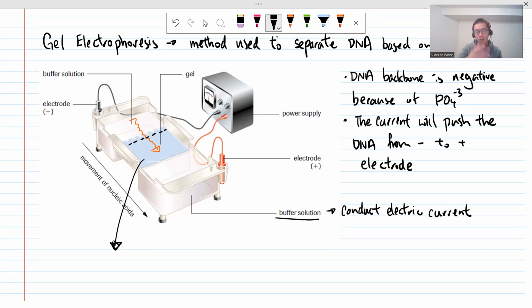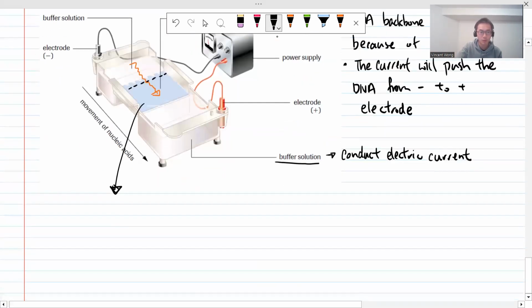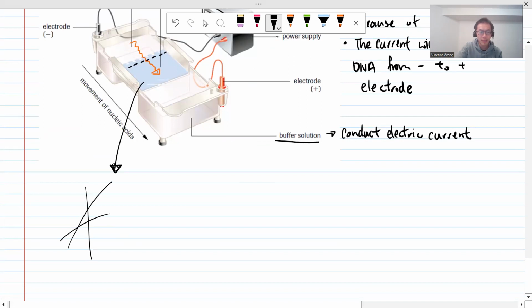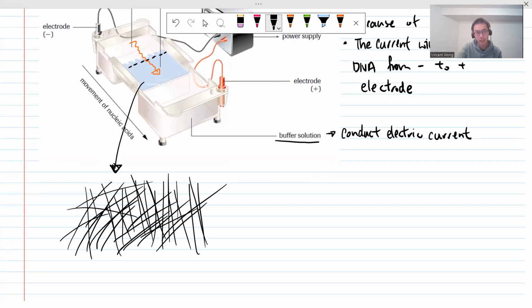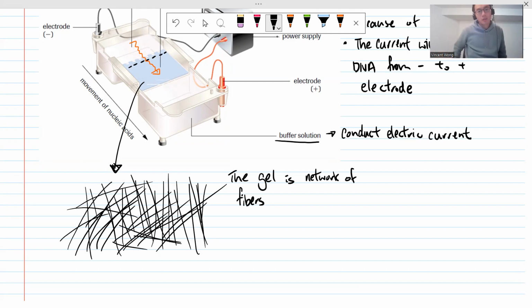So the gel is really smooth if you look at it, okay? But if you zoom in, like if you look at the microscopic structure, the gel is actually made up of these strands of fibers. They're called agarose fibers, and it forms this mesh. Okay, the gel is a network of fibers. It's really smooth when you touch it, like the Jello. But if you zoom in microscopically, it's going to look like this.